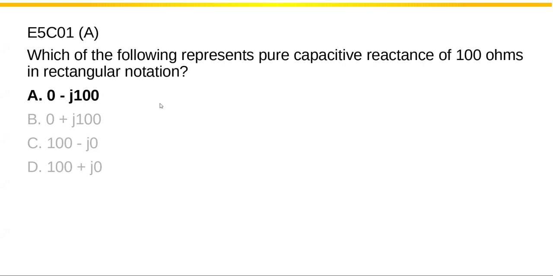Oh, I said that. I was looking at 100 and I messed up on that. It says it's capacitive reactance. I was thinking resistance. So it's just a vertical line up to 100 on the axis.